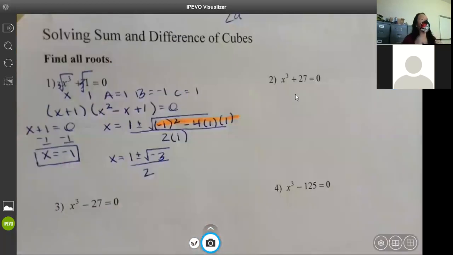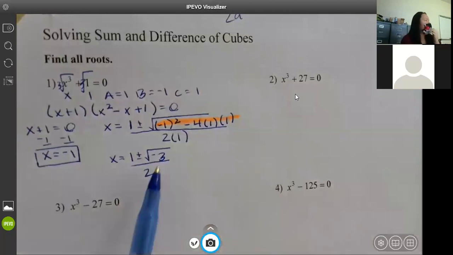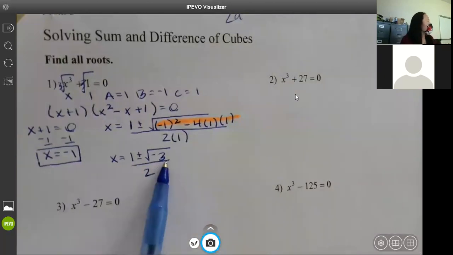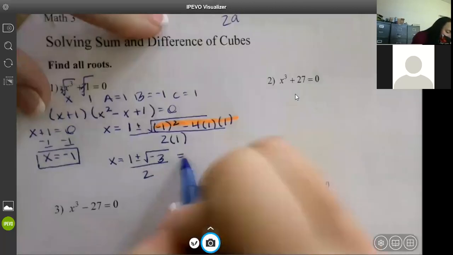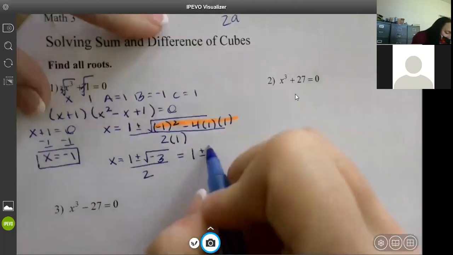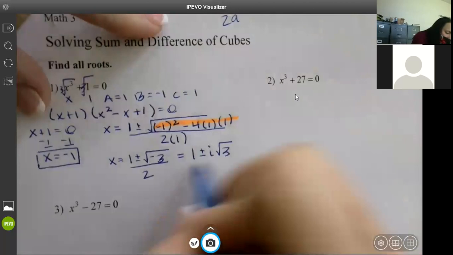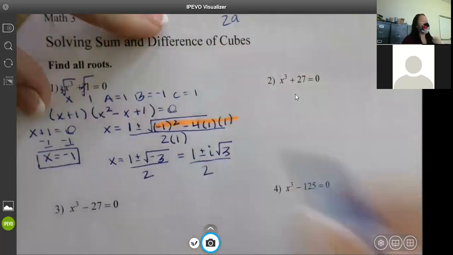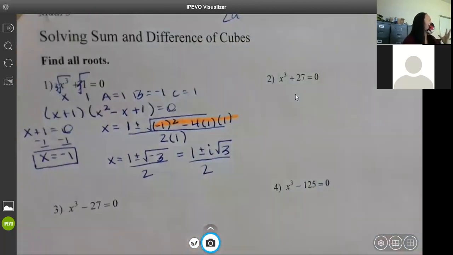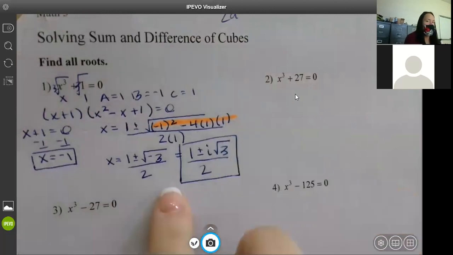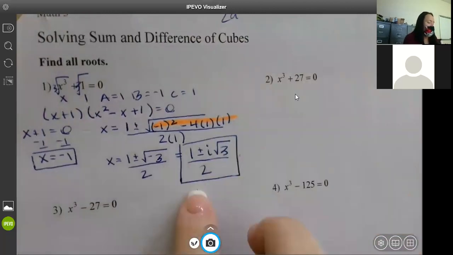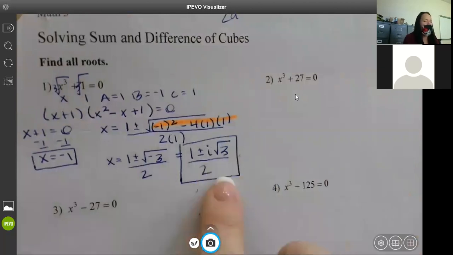The next step is to look at your square root and see if there's anything that I can simplify. Since it has the negative underneath, I'm going to take that out, and the way I take that out is I put an i. And then 3 will not reduce. It only factors down into 1 and 3. So these are your other 2 answers: 1 plus i square root of 3 over 2, and 1 minus i square root of 3 over 2. So those 2 answers, and there's your third one.